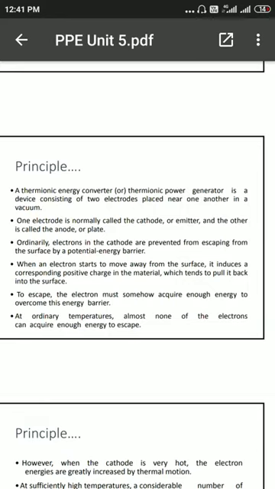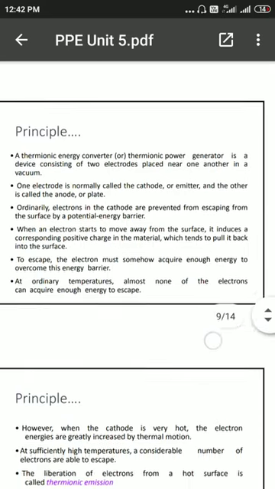Ordinarily, electrons in the cathode are prevented from escaping the surface by a potential energy barrier. There is an energy barrier that prevents the electrons from escaping. So for electrons to escape, we have to give enough energy to overcome this energy barrier. At ordinary temperature, that is normal temperature, almost none of these electrons can acquire the energy to escape.